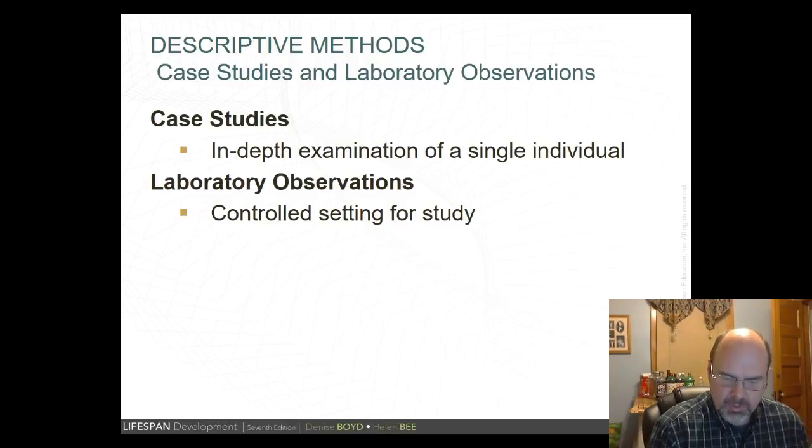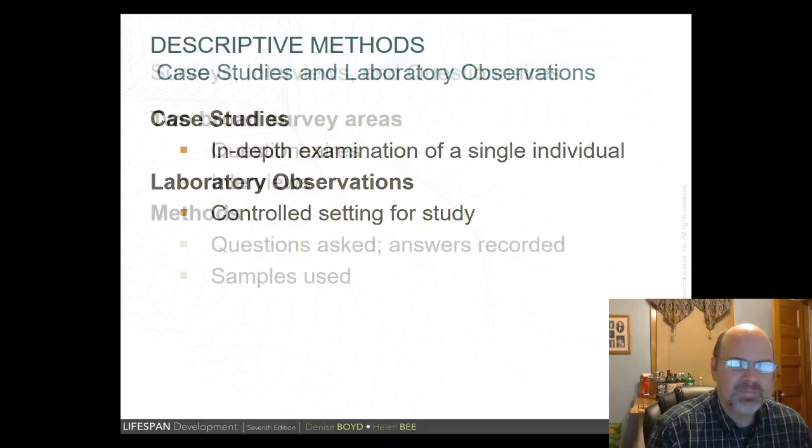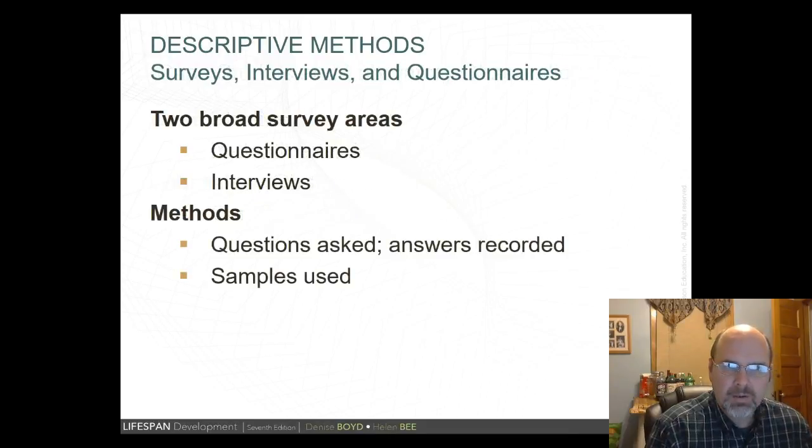Case studies is more of an in-depth examination of an individual. It's useful in making decisions about individuals on a case-by-case basis. Now, laboratory observation is more of a controlled setting for study. It's different from naturalistic observation in that you have some degree of control over your environment.